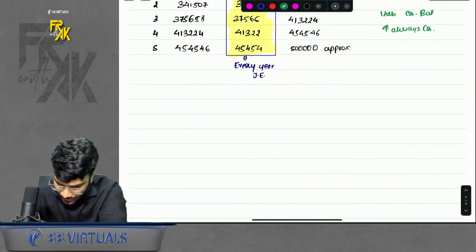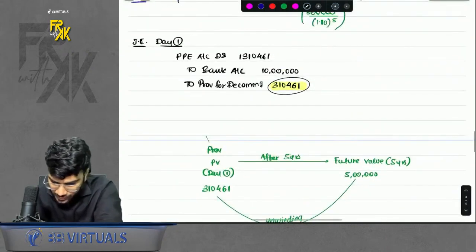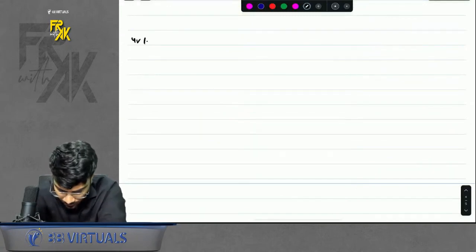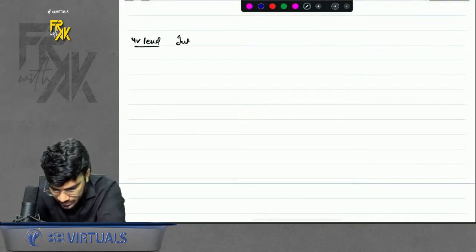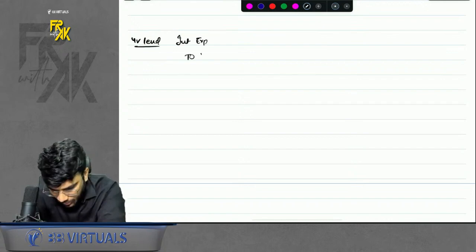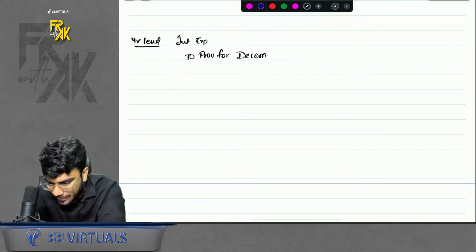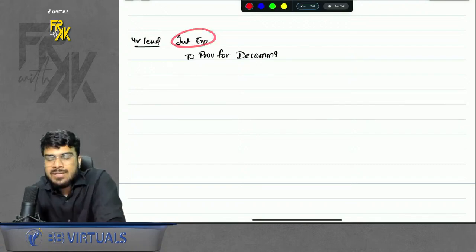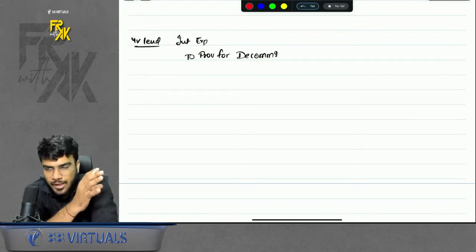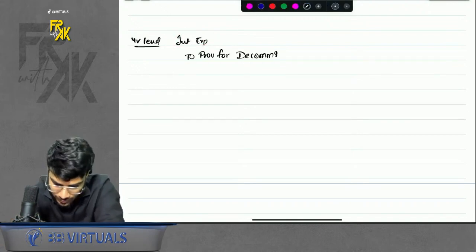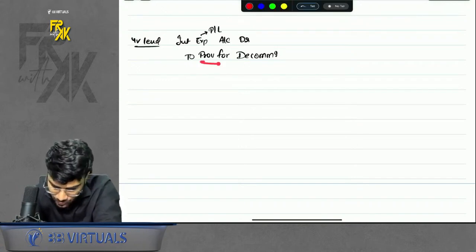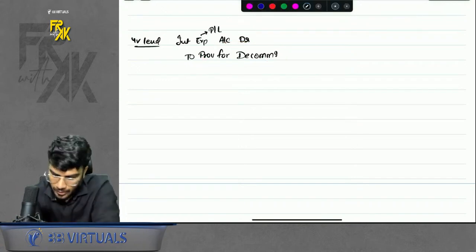So let's say at the end of 1 year. See, on day 1, you already passed an entry, PPE to bank to provision. Now we are passing the entry on year 1 end. That will be interest expense to provision for decommissioning. We have credited the liability because we want to increase it, and we debited the interest expense because it is unwinding of the time value of money across the period, right? Interest expense will go to profit and loss, and provision for decommissioning will increase the amount of decommissioning, right?